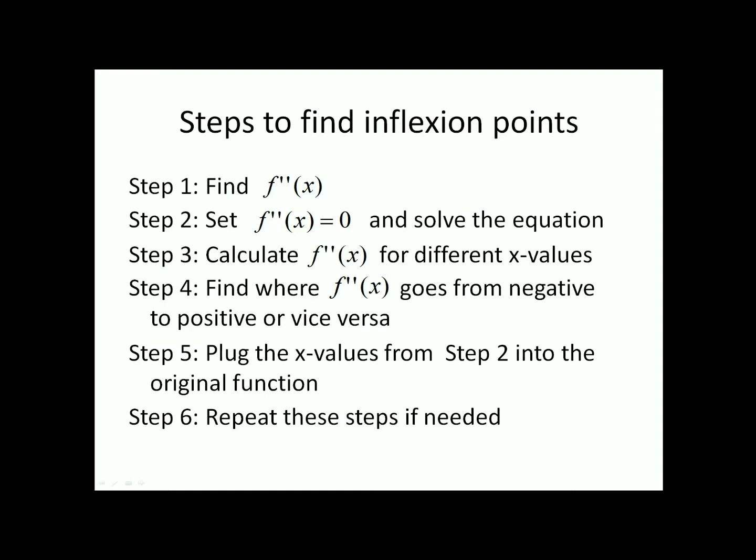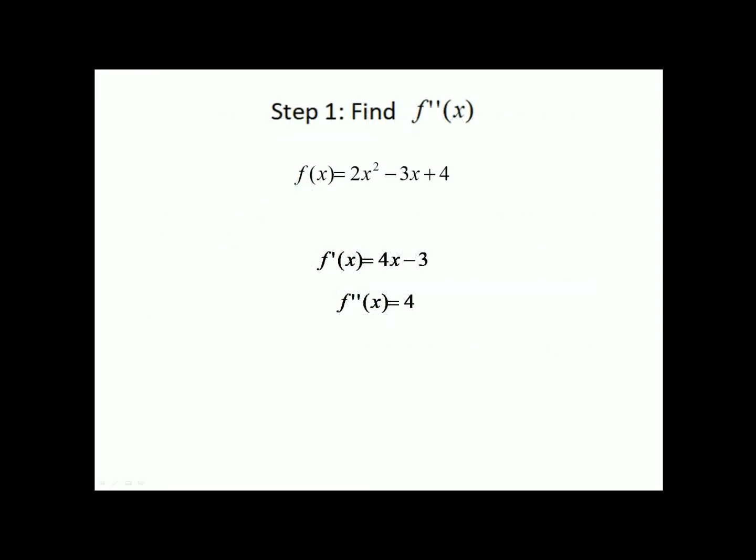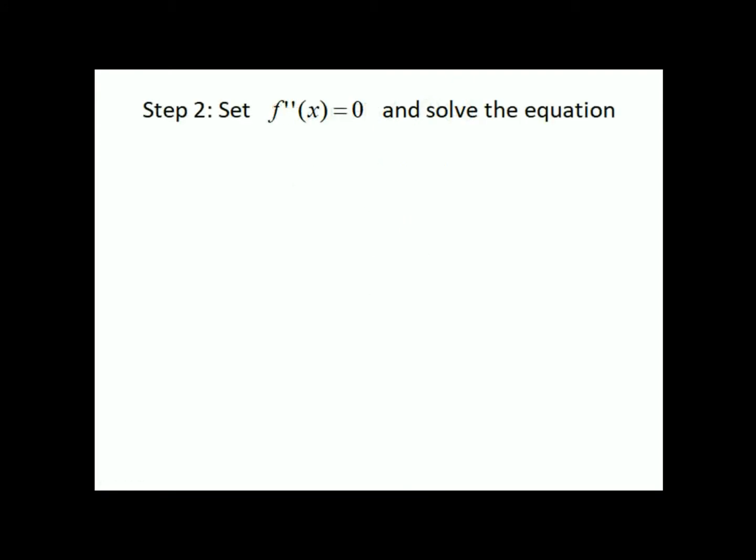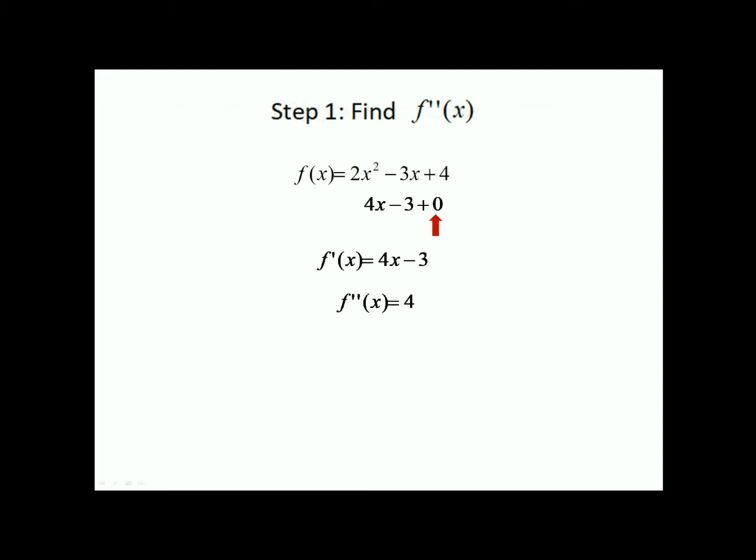But anyway, let's look at this problem, because here our function is 2x squared minus 3x plus 4. We found the first derivative was 4x minus 3, and the second derivative was 4. And how do we do that? We just basically derive everything. So we derive the first term like so, and then the second term, and then the third term, and that's how we got the first derivative, and we did the same thing for the second derivative, this one here.